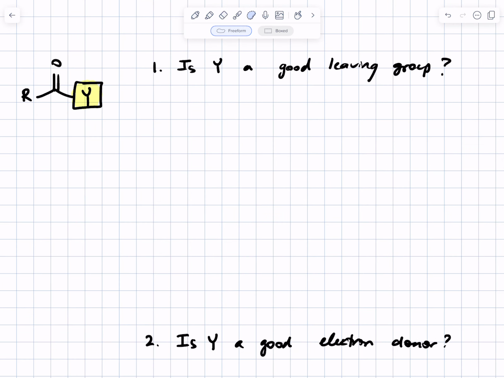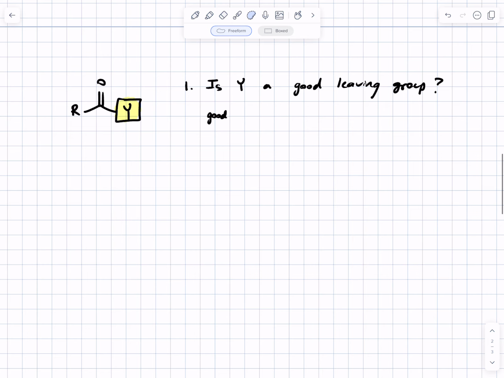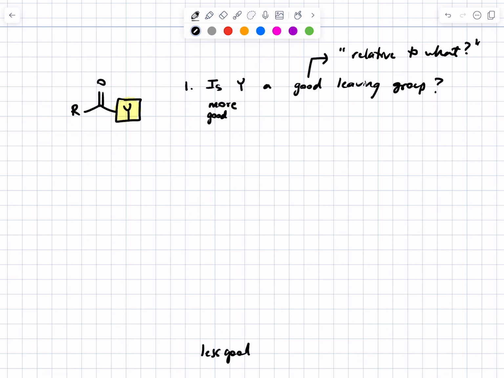Let me give you some examples of good leaving groups. And we'll rank these from good to less good. Before we get too far into this, I always want you to be thinking in the back of your mind, good relative to what? I'm not answering that question today, but we will answer it. The relative-to-what questions are really important in terms of predicting what's going to happen in an organic molecule. So more good to less good. Let's just think of some things that could be good versus less good leaving groups.